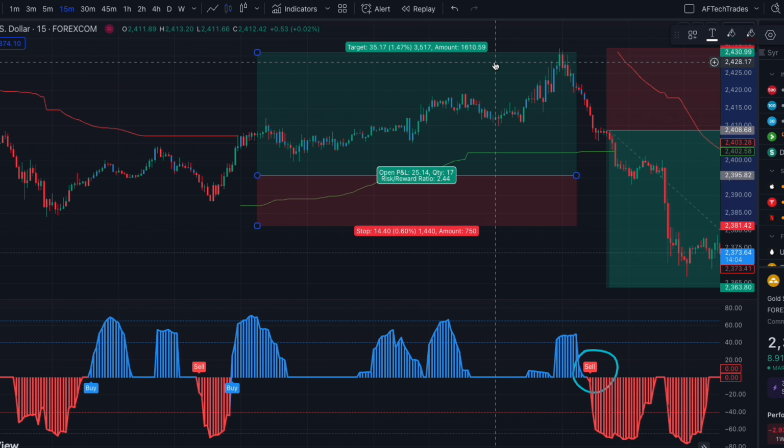So you see how this particular strategy works. This is one of the simplest strategies I have seen on TradingView.